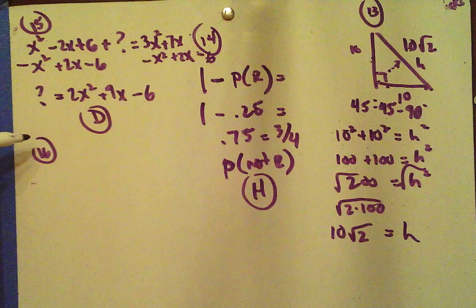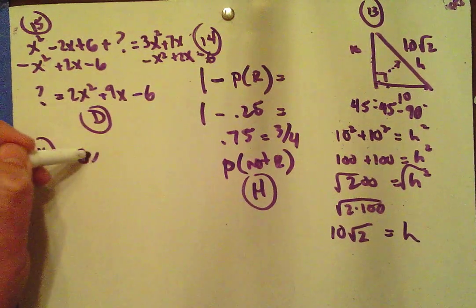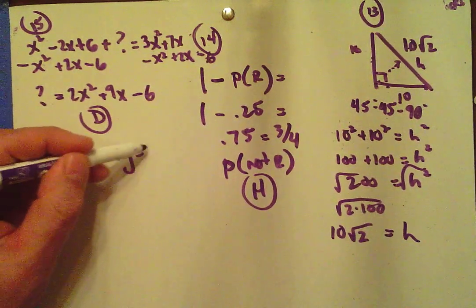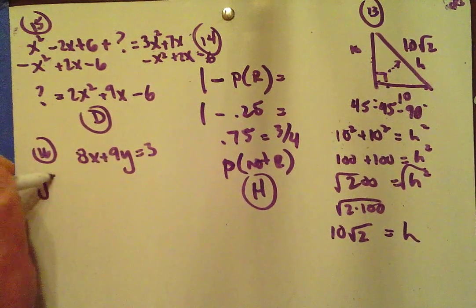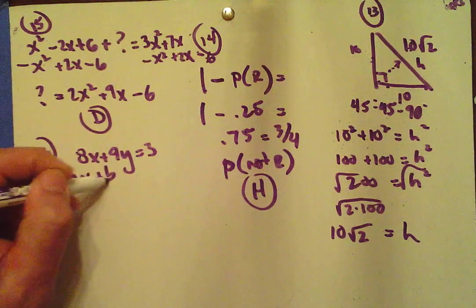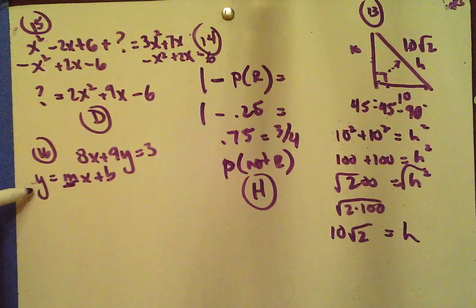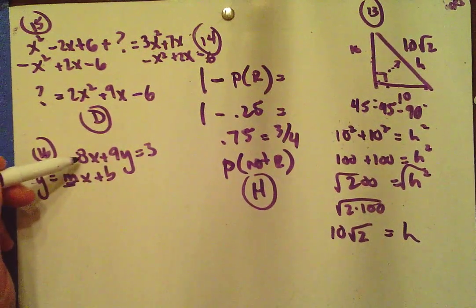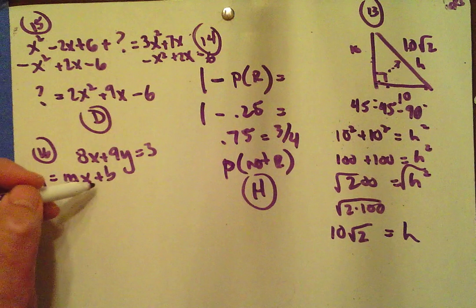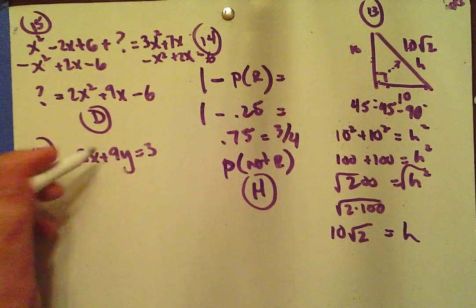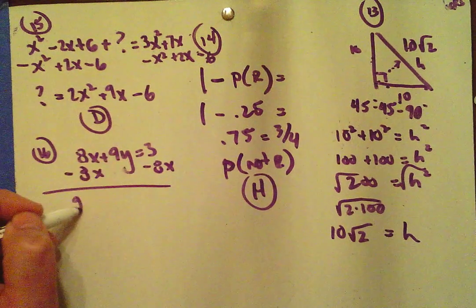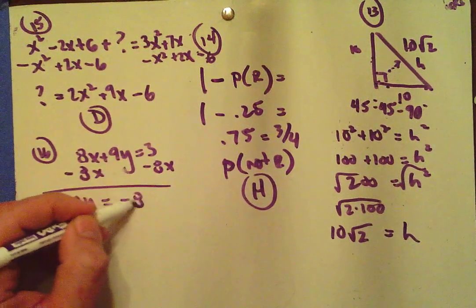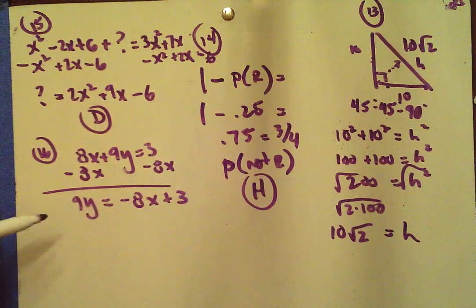What is the slope of the line parallel to the line 8x plus 9y equals 3? Okay, so I remember that from slope-intercept form, I can read the slope of the line, but that means that y is all by itself. So let's solve this equation for y, first by subtracting 8x from each side. If I subtract 8x from each side, I get 9y equals negative 8x plus 3.